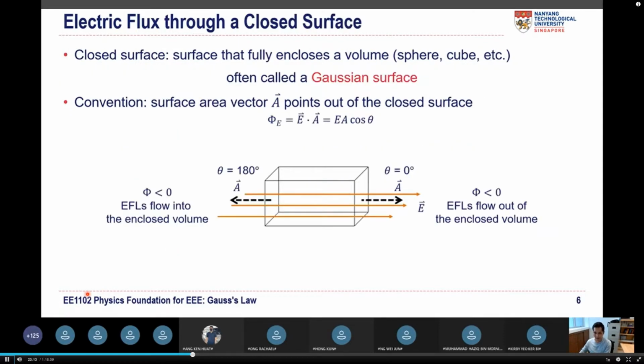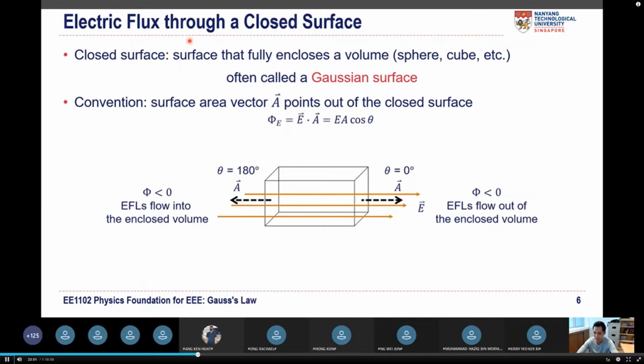Okay, so this is what I'm talking about. Now we're going to talk about electric flux going through a closed surface. So what is a closed surface? A closed surface is a surface that fully encloses a volume. Let's say you have a soccer ball. The surface of the soccer ball completely encloses a spherical volume inside, so we can consider that a closed surface.